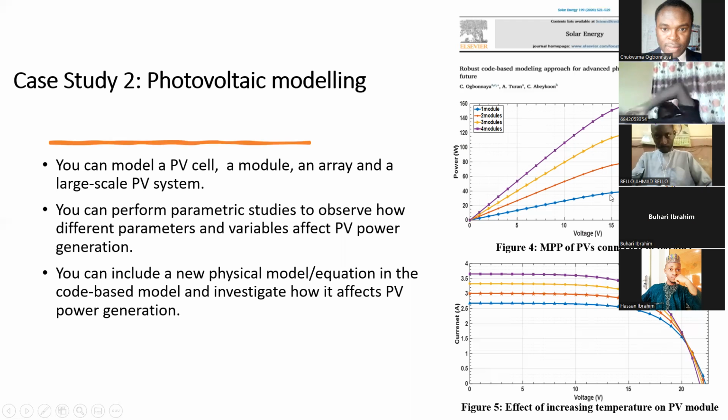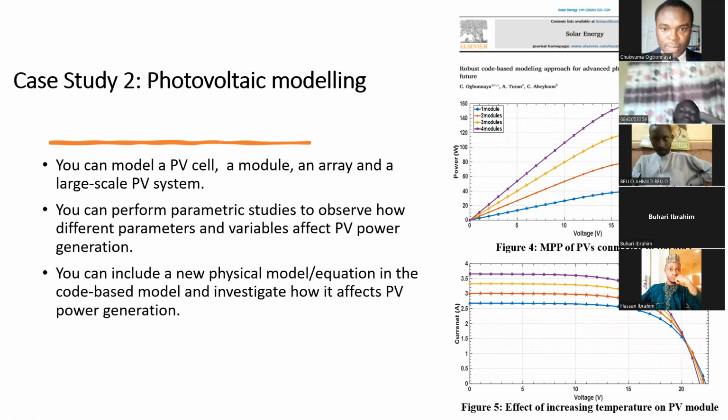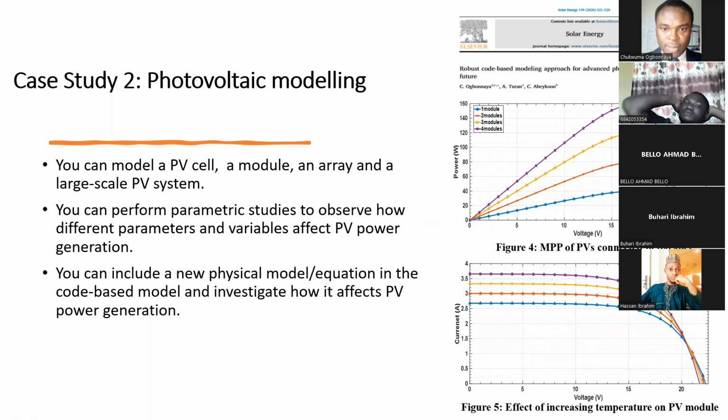So each of them is 40 watts. So when you connect the second one, you can see the second one, red, is now 80. The next one is 120 and 160. So you can actually model a connection of PV modules in parallel. There are other ones, so if you want to read in full, also feel free to access this paper and read it from Solar Energy.